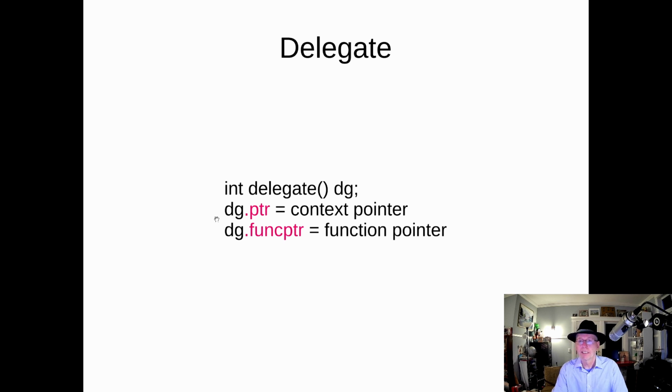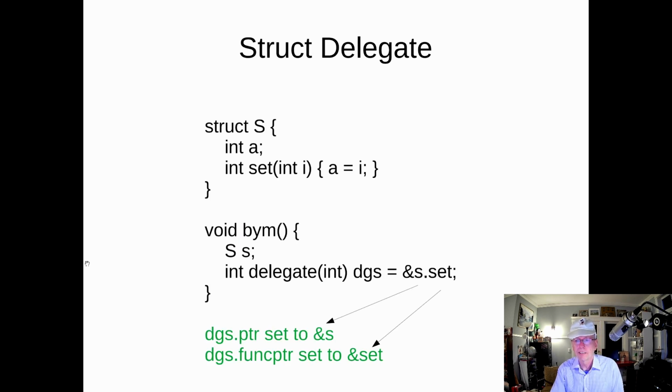What is a delegate? A delegate, like the dynamic arrays we had earlier, consists of two fields. One is a pointer, which we call a context pointer, and the other is the func pointer, which is a pointer to the function that implements the delegate. A struct delegate looks like this. We have our same old struct S, which we're very familiar with now. And in this function, bym, we want to create a delegate, and we need two things to form the delegate. We need the pointer to the context and a pointer to the function.